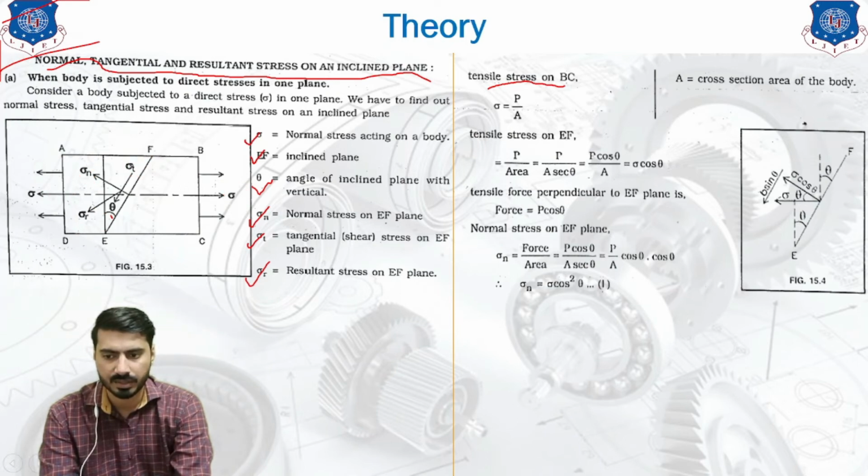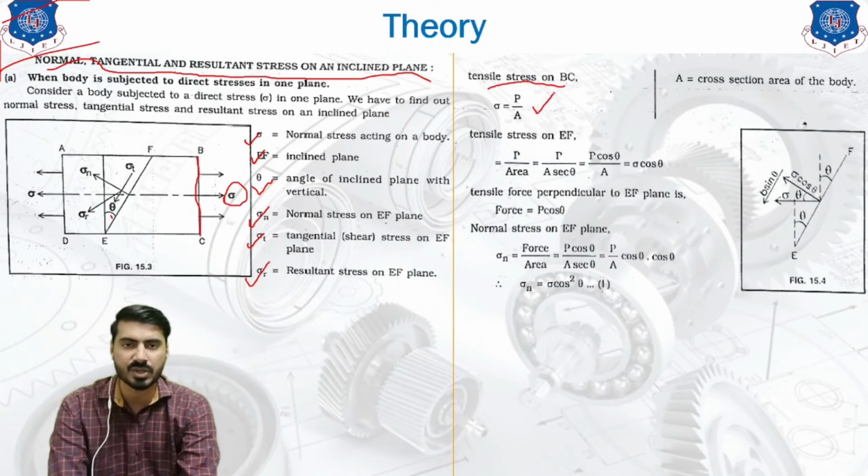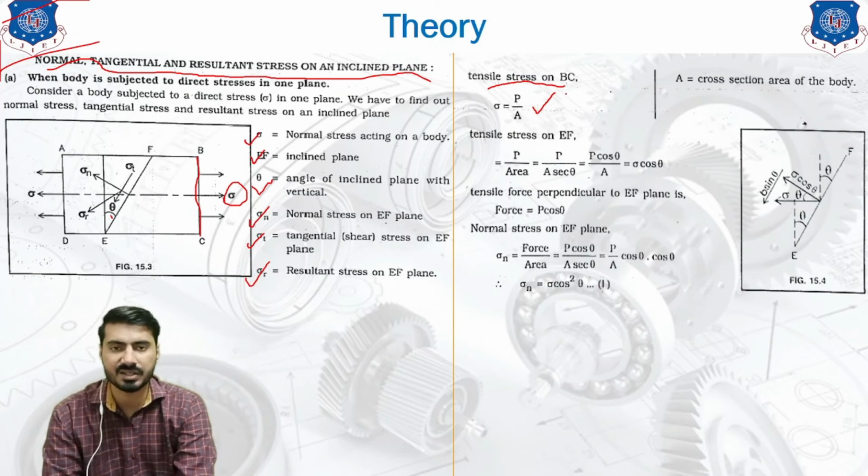Okay, let me use one annotation pen. Okay, this is our BC plane. This one is the BC plane, which is vertical, and the stress is acting in the perpendicular direction. So sigma equals force upon area. That is the basic equation of the stress that we have studied multiple times.